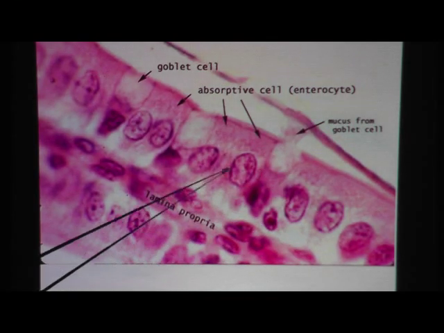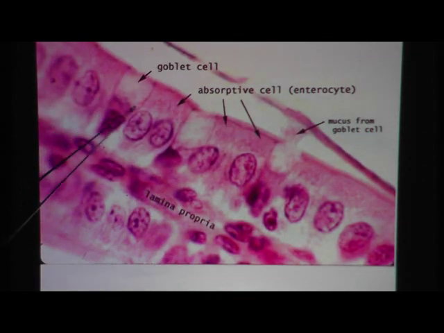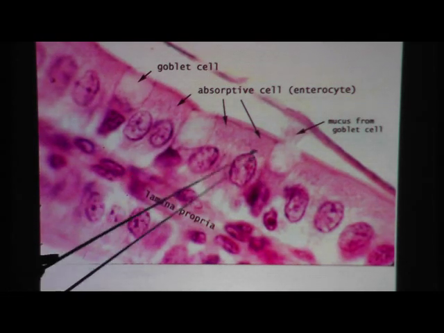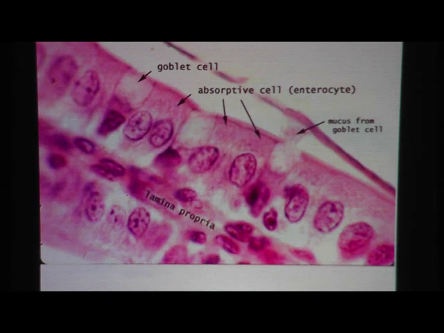Now, I want to introduce a new cell. These are columnar cells, yes, but sometimes toward the top, you see something going on here. It's almost like a space is missing. Well, that's not a space. That's something called goblet cells. Goblet cells make a protein called mucin.